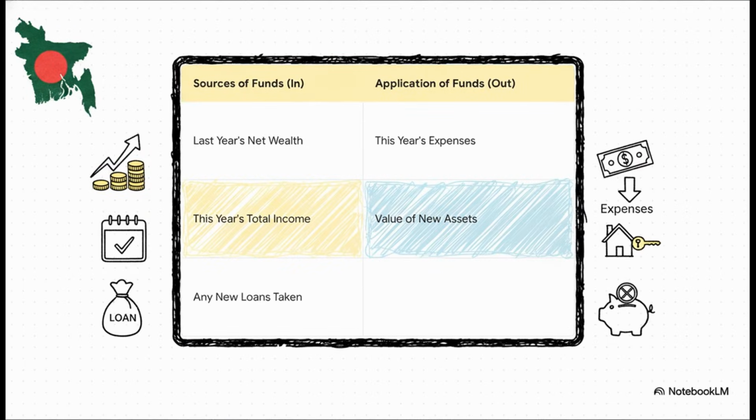Think of it like a set of scales. On one side, you put all the money that came in this year. That's your net wealth from last year, plus all the income you just declared, plus any new loans you took out. That's your sources of funds.